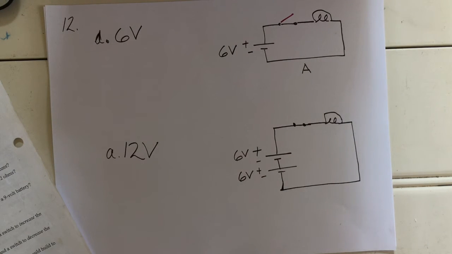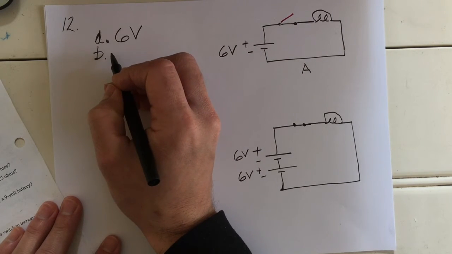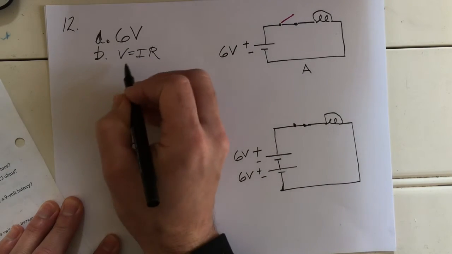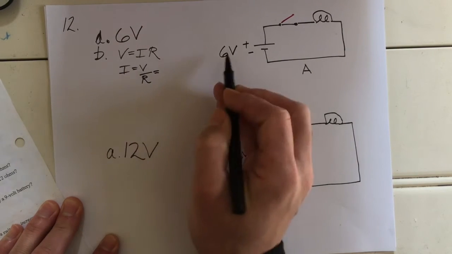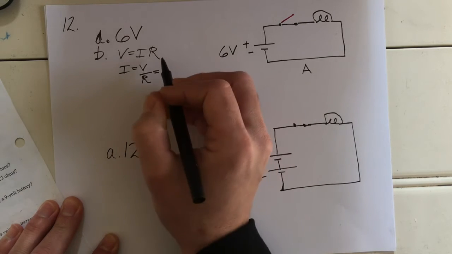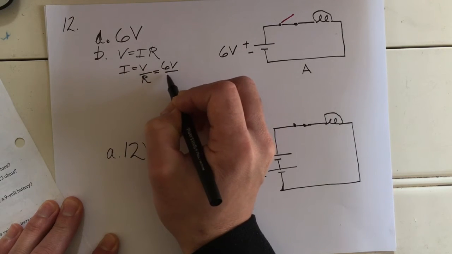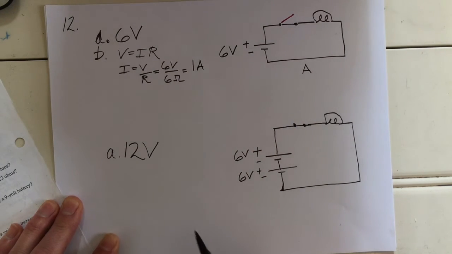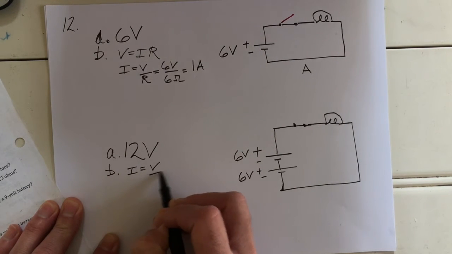Part B, how much current would be measured in each circuit if the bulb has a resistance of 6 ohms? All right, so for part B, we want to know I. We know V equals IR, but we can rearrange this and say I equals V over R. If the bulb is 6 ohms, we'd have 6 volts over 6 ohms, which is 1 amp. And then for the other circuit, once again, I equals V over R.